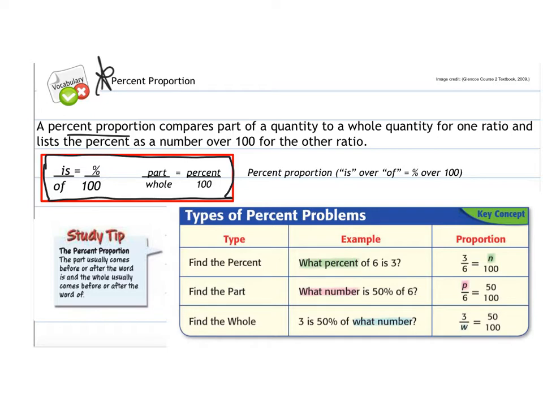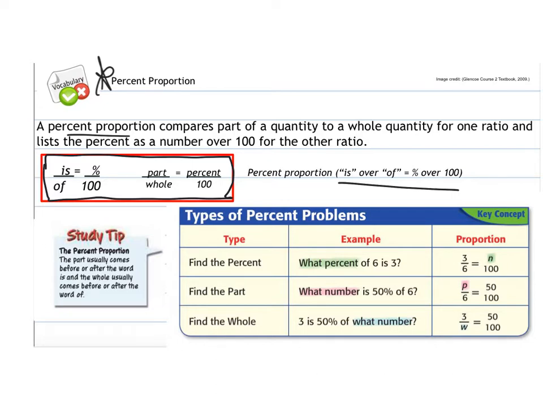We use this percent proportion, and later we'll learn about the equation, in order to find missing parts. Maybe we know the whole amount and the percent, and we want to figure out the part, or maybe we know the part and the percent, but we're trying to figure out what the whole amount was to start with. Using the percent proportion can help us find that. And we can think of it again as is over of equals percent over 100.